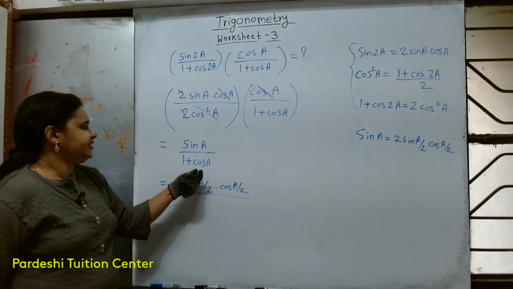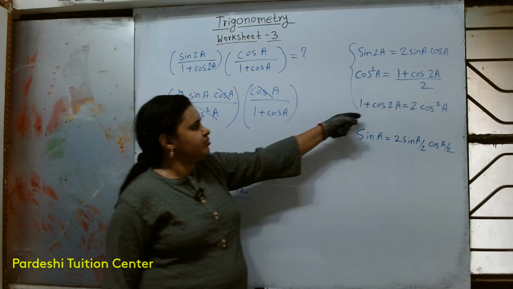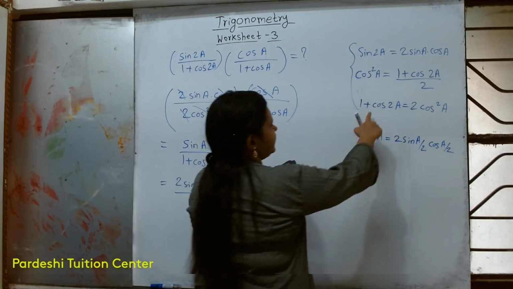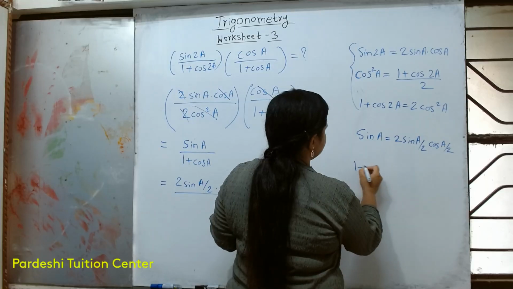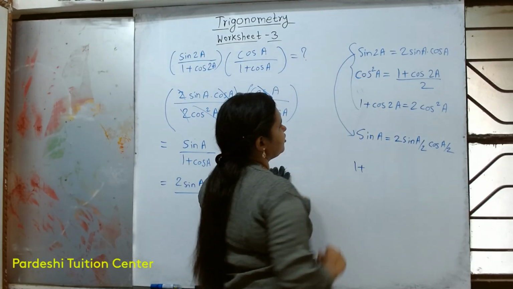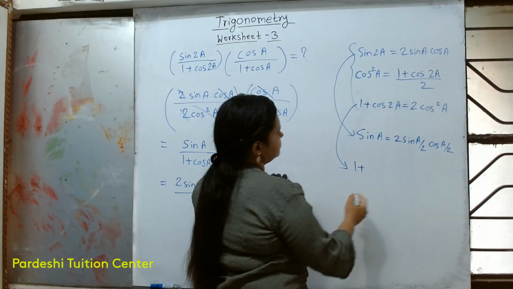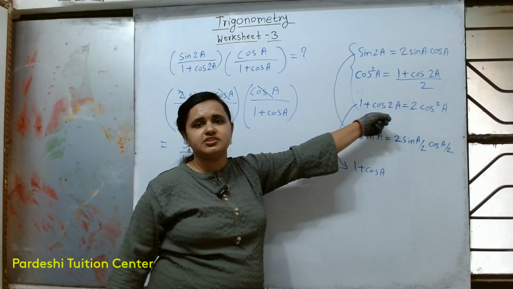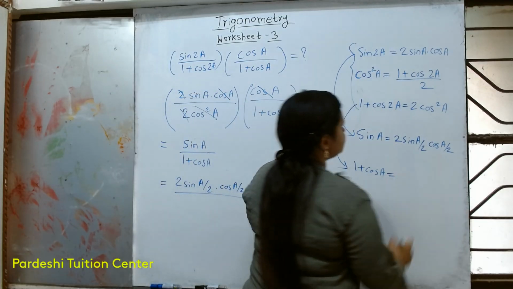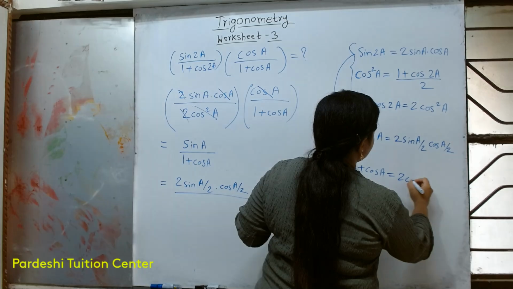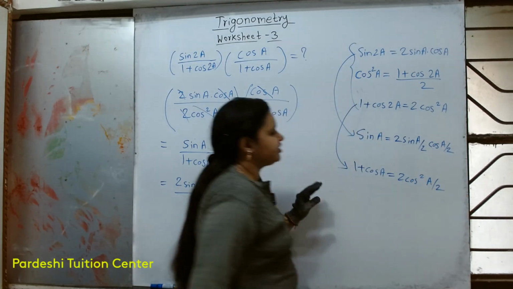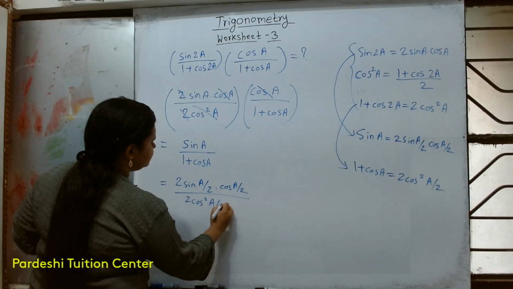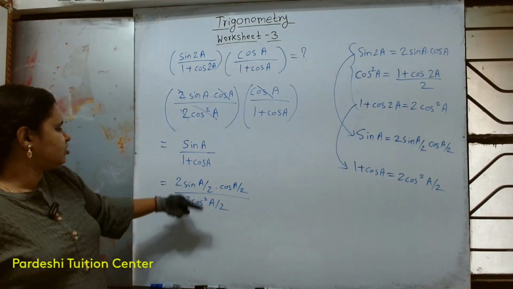Again, here it is 1 plus cos A. So from this we can calculate 1 plus cos A. Here the angle was doubled, so if I halve the angle, this formula was given. We want here 1 plus cos A, that was 2A, the angle was doubled, here it is halved. So the right hand side angle will also be halved. So it will be 2 cos square A by 2. So 1 plus cos A is equal to 2 cos square A by 2.